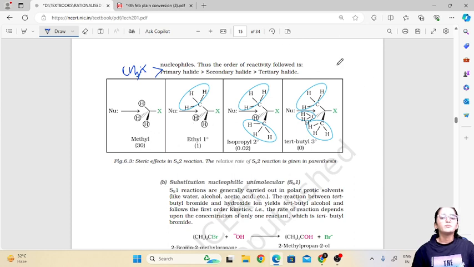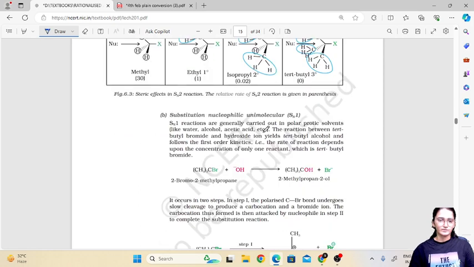But whenever there are more and more groups, they cause steric hindrance. That's why when you have a simple methyl group, the nucleophile will get attached easily. That's why the order is this way.